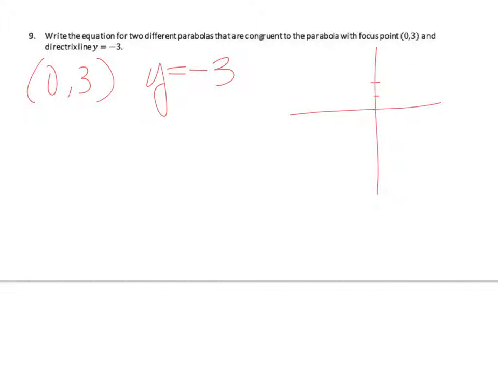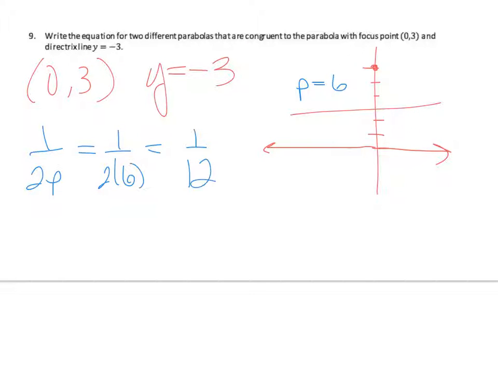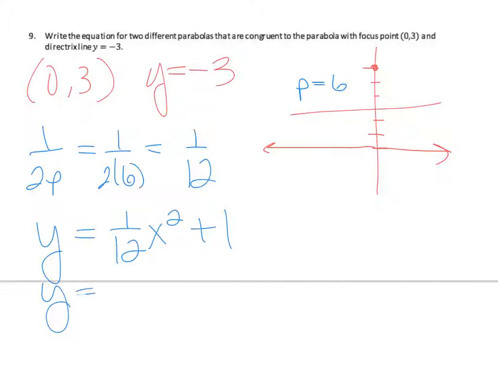Write an equation for 2 different parabolas that are congruent to the parabola with a focus of (0, 3) and a directrix line of y equals -3. So the focus is at 0, 3, and the directrix is y equals -3. What is my distance here? My distance is 6. So 1 over 2p equals 1 over 2 times 6, which is 1 over 12. So an option would be y equals 1 over 12 x squared, and another, y equals 1 over 12 x squared plus 1.